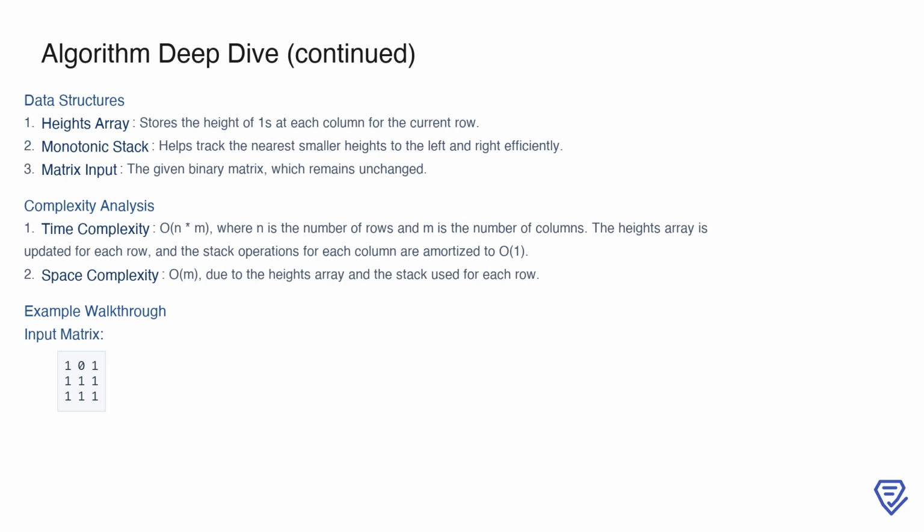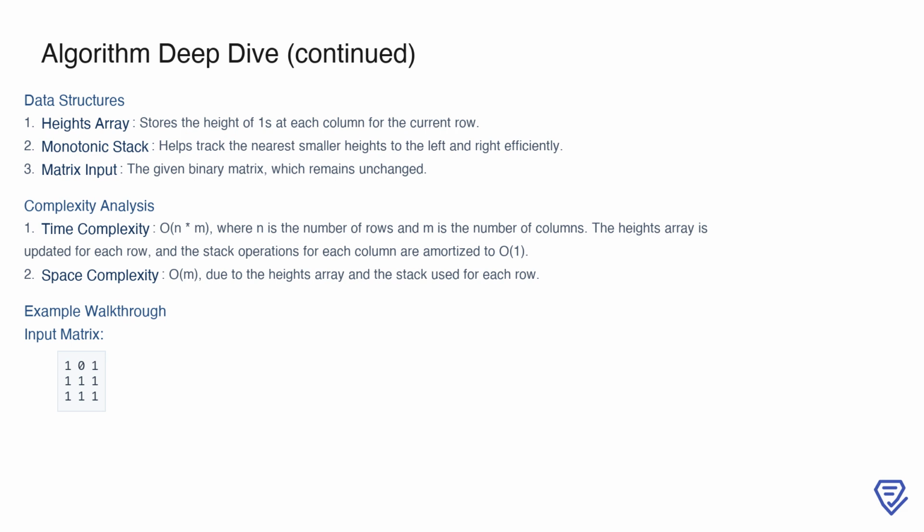First, the heights array keeps track of the height of ones at each column for the current row. Second, the monotonic stack is used to efficiently determine the nearest smaller heights to the left and right for each column. Finally, the input matrix itself remains unchanged throughout the computation.